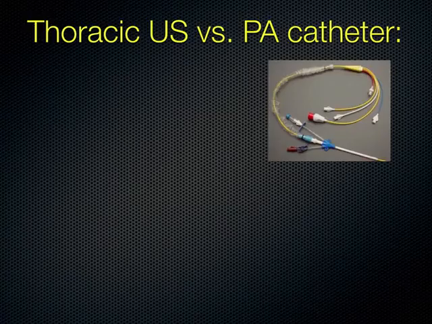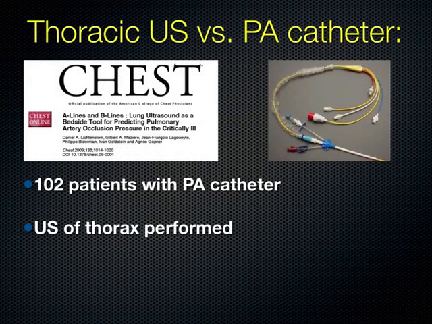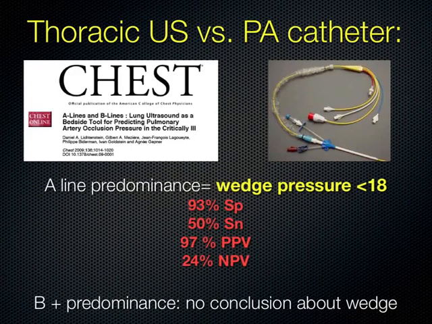Just to mention the utility of PA catheters compared to ultrasound for trying to understand the causes of respiratory failure. A CHEST article recently looked at A lines and B lines to see what it could tell us about pulmonary capillary wedge pressure. There were 102 patients who had a PA catheter. All of them had an ultrasound of the thorax performed. The findings were that if there were an A line predominance, then the wedge pressure was always less than 18. B line predominance did not allow you to make a conclusion about the wedge because cardiogenic pulmonary edema and non-cardiogenic pulmonary edema can often appear similar.